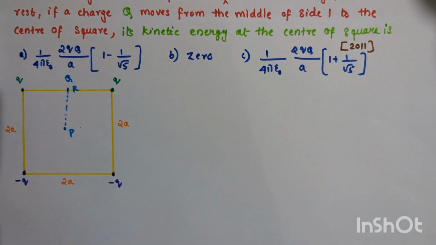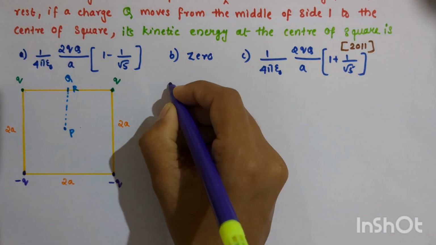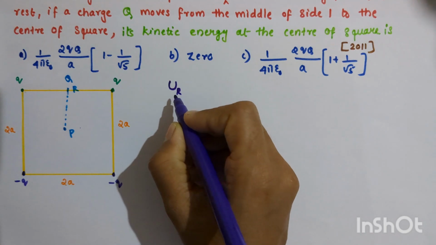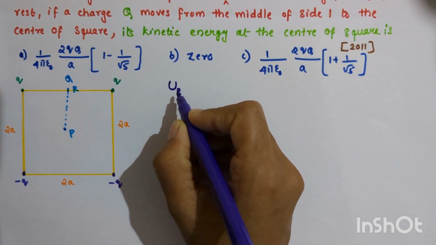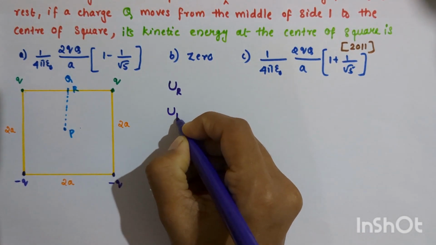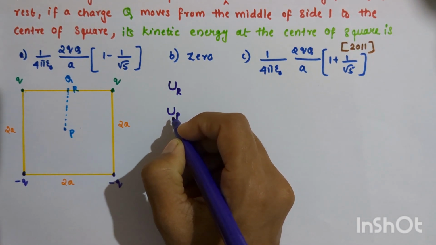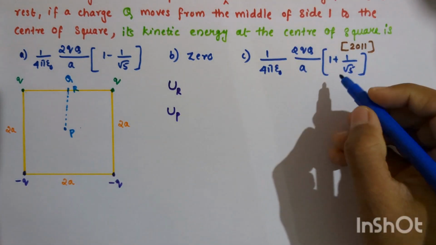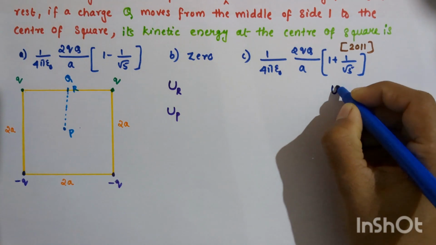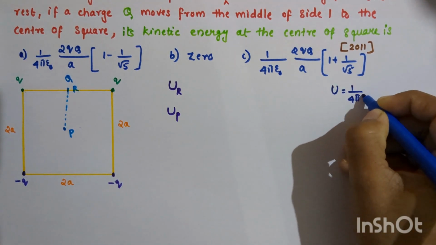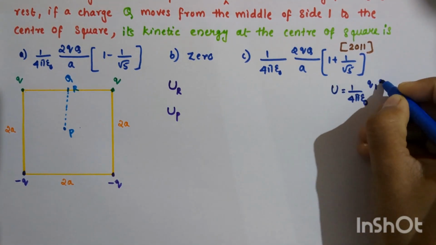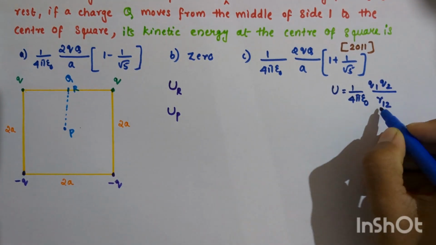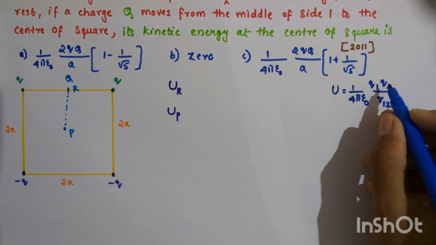So I am taking UR as the potential energy of this charge when it is at the point R, and UP as the potential energy of this charge when it is at the center of the square, that is at this point P. Now we have the expression for the potential energy in general: U is equal to 1 by 4 pi epsilon 0 Q1 Q2 divided by R12, where R12 is the distance or separation between the two charges Q1 and Q2.